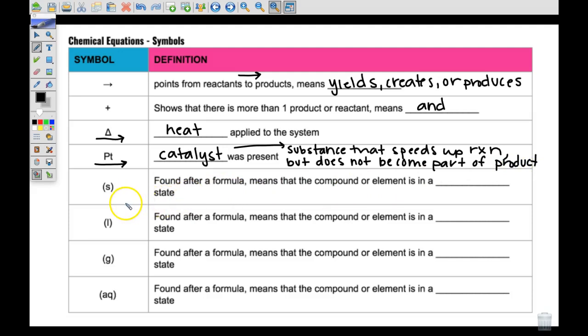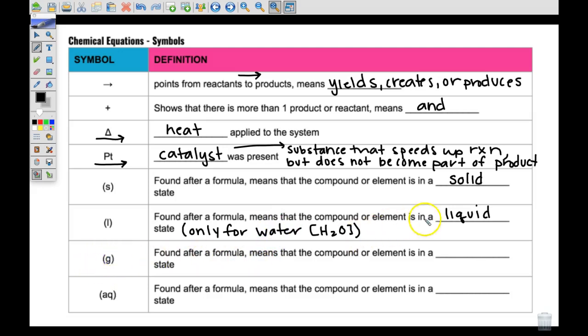The symbol we'll see a lot after a chemical formula is an S, and that stands for solid. Sometimes we'll see L, and it's if a compound or an element is in liquid form. And to be quite honest, we're only going to use this for water, because water is the only pure liquid we will be working with. Everything else is technically dissolved in water, which we'll get to in just a moment.